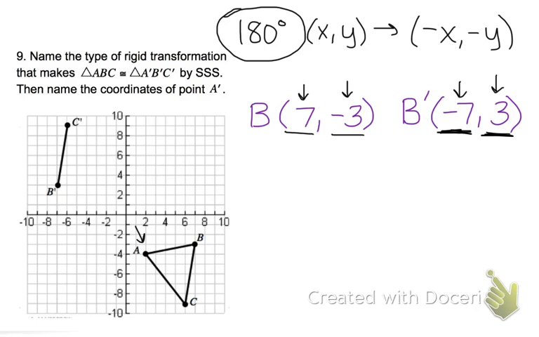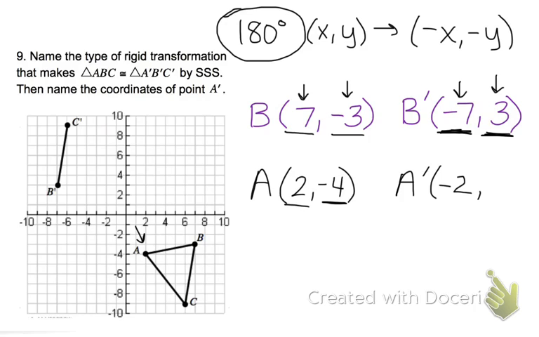So now I'm going to find the coordinates of my A point, and those coordinates are (2, -4). I'm going to use my rule for the 180 degree rotation, which tells me to take the opposite of my x value and put that first. So instead of a +2, I'm going to put a -2. And then it says to take the opposite of my y value. So instead of a -4, I'm going to put a +4. Then I'm going to graph that, (-2, 4).